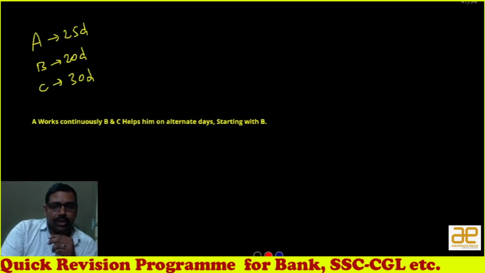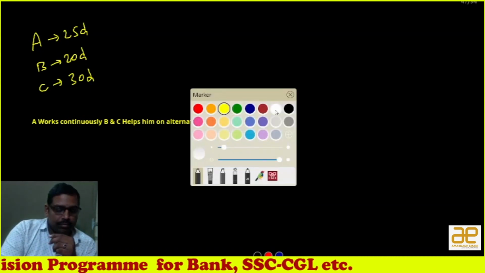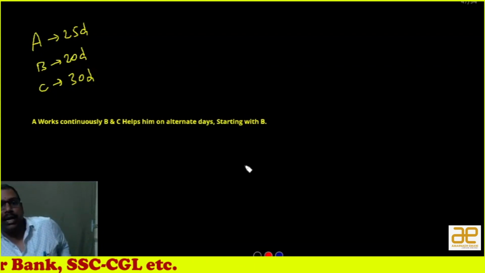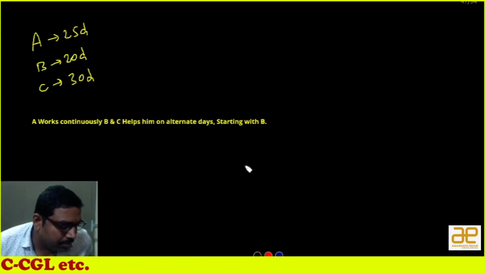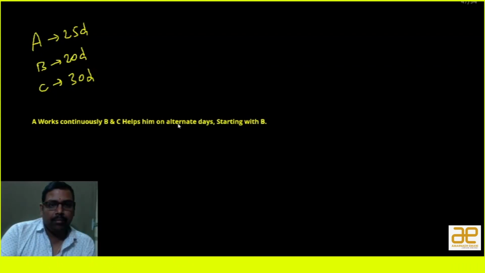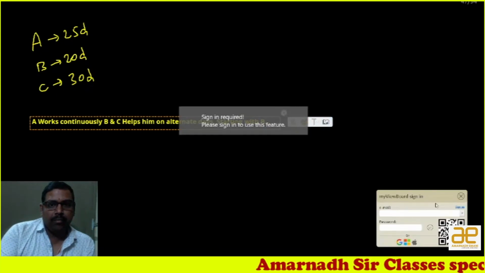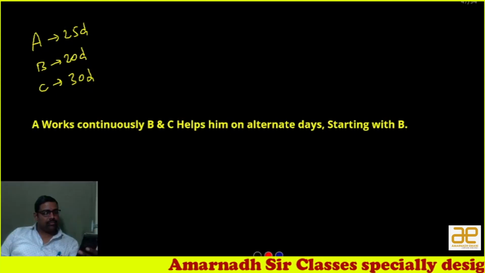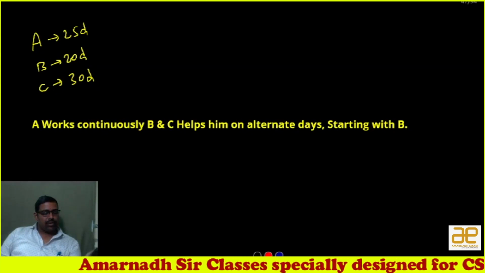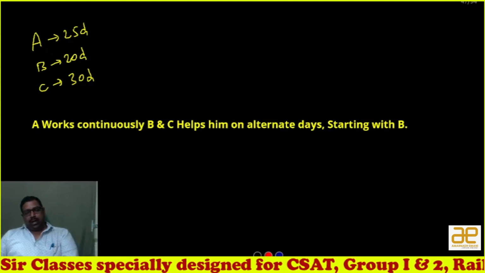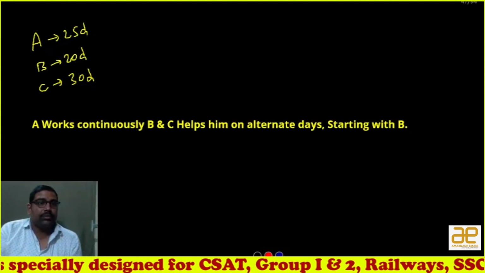Okay, try this question. I have to understand whether you understand the concept clearly or not. A works continuously, B and C help him on alternate days, starting with B. 16 1 by 3 days? I don't think so. Okay, let's do it.